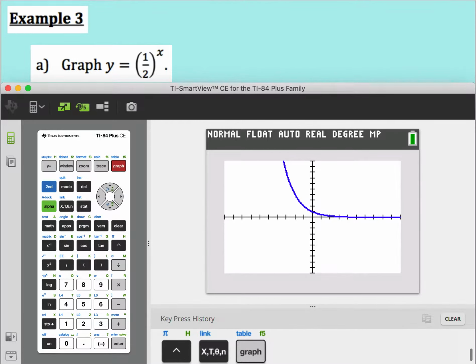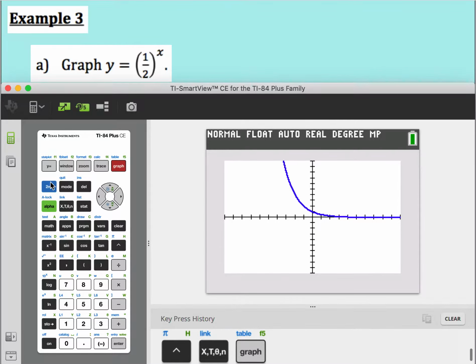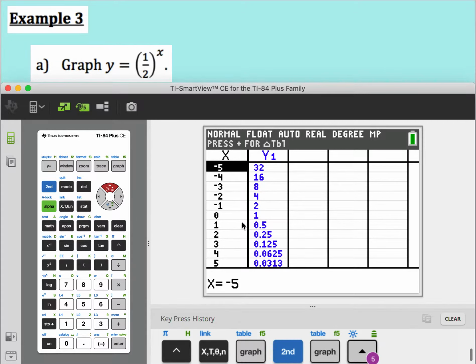However, it is useful to actually look at my table and plot some numbers. So in order to get to your table, it's above graph. So we're going to go second table. And here is the table of values. I'm going to go ahead and get a few numbers that are to the left of 0. Usually when you're graphing an exponential, you could look at to the left and right of 0. So maybe do like -3 to 3. So we got -3, 8, -2, 4, -1, 2.